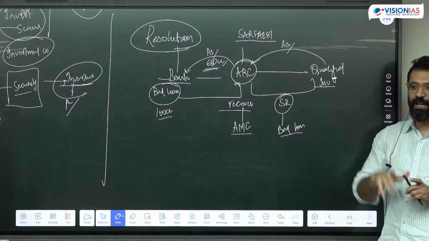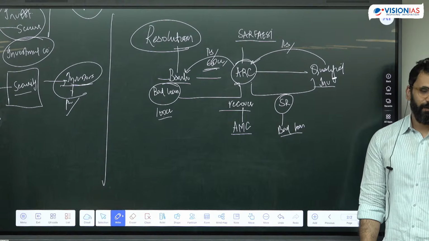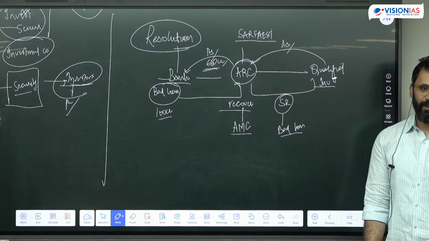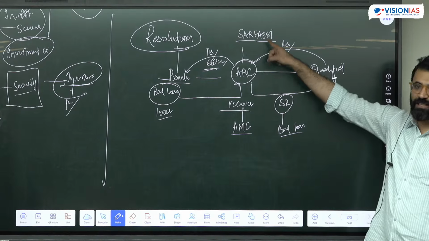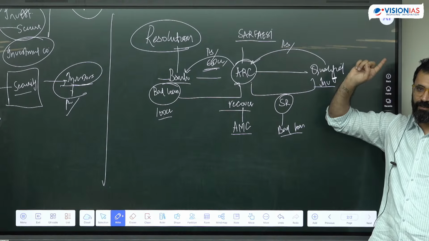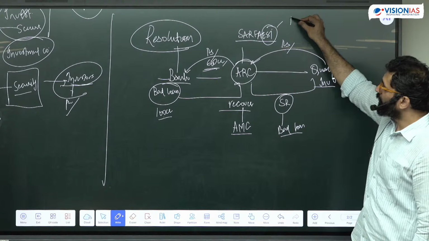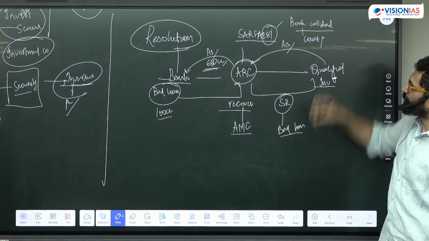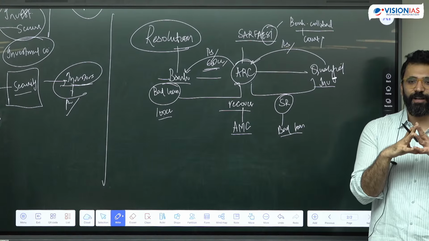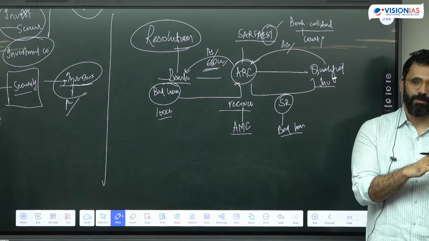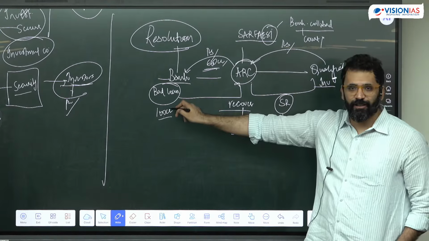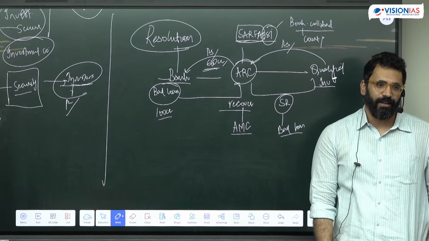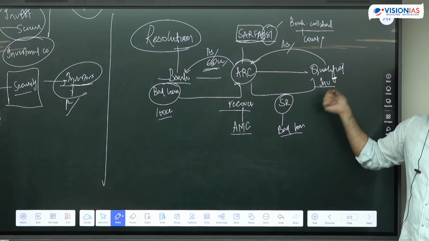This process was first time highlighted by the Sarfaesi Act, which the term itself says: securitization and asset reconstruction of financial assets and enforcement of security interest. Enforcement of security interest means the bank can take over the collateral without going to the court. Earlier the court was a major problem. When it can enforce, it has now taken control over this. Once it has taken control, it can now securitize and reconstruct the financial asset.